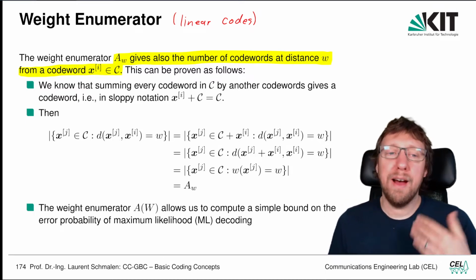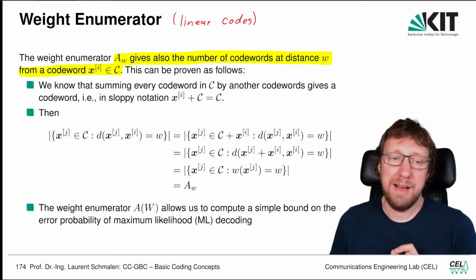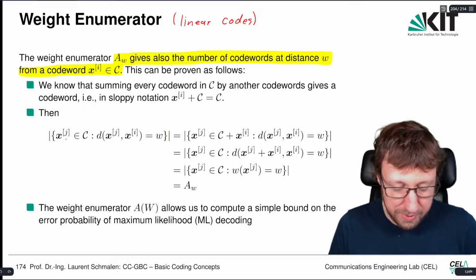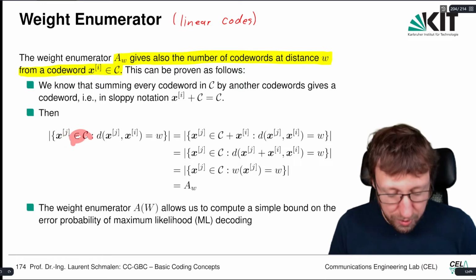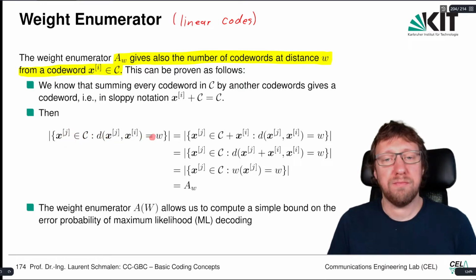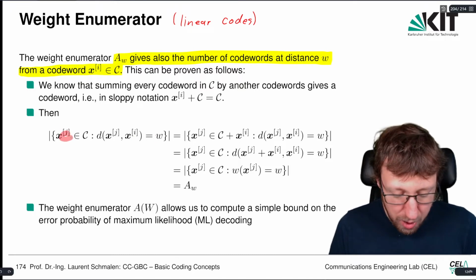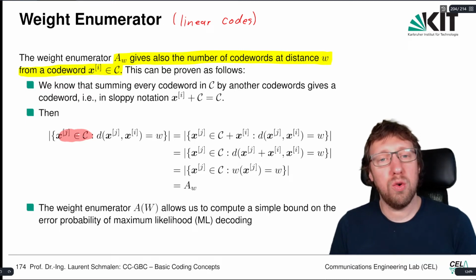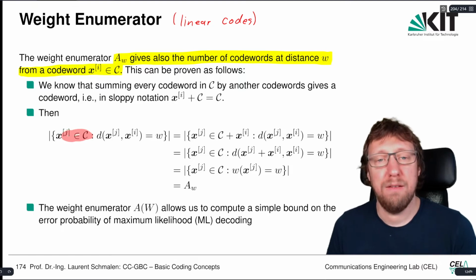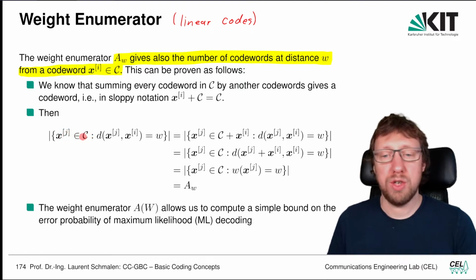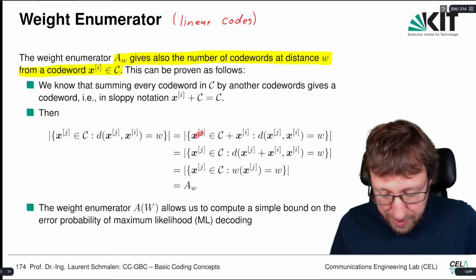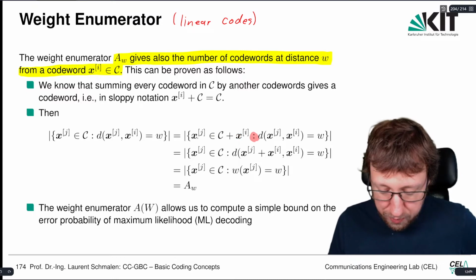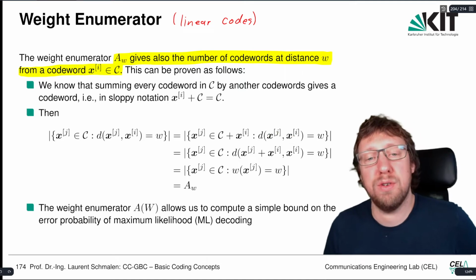So now we calculate the number of code words at a distance w from x_i. We calculate the cardinality of the following set, the set of all code words x_j, such that the distance from x_j to x_i is w. So instead of going over all the code words x_j from C, we go over all the code words x_j from C plus x_i, because if we add x_i to C, we don't change the code.